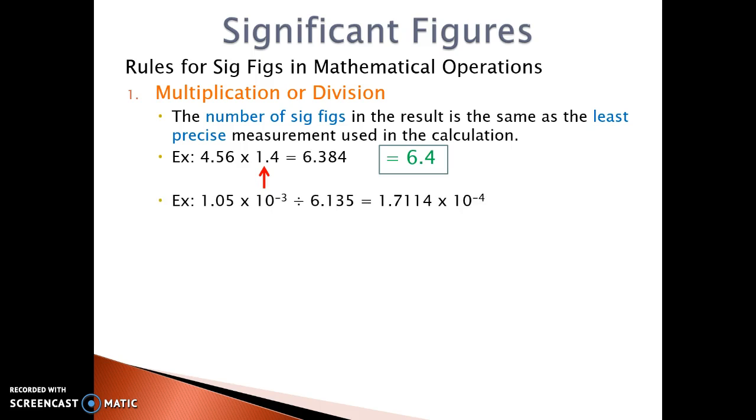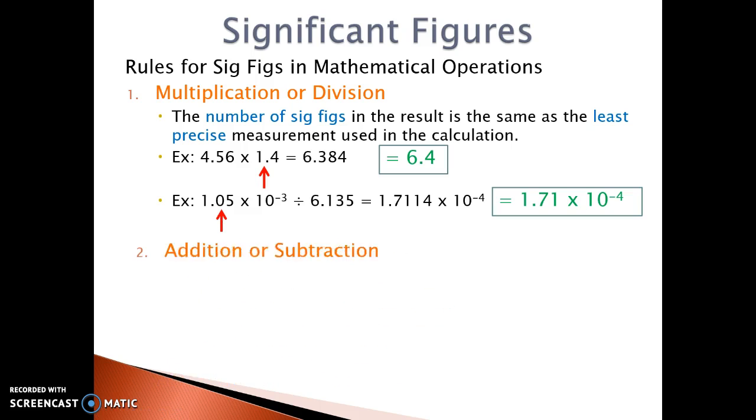In a second example, we have 1.05 times 10 to the negative third divided by 6.135. This time we are limited by the first measurement with 3 significant figures. Therefore, our answer should also have 3 and would be correctly reported as 1.71 times 10 to the negative fourth.